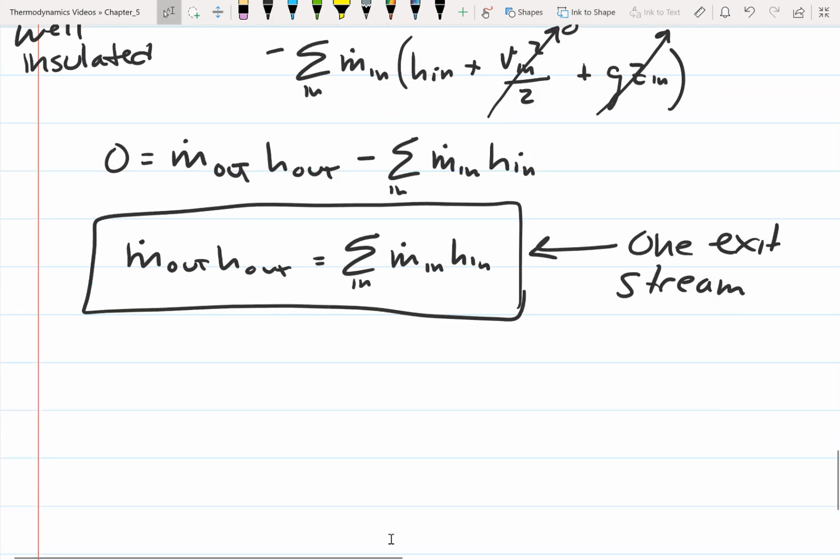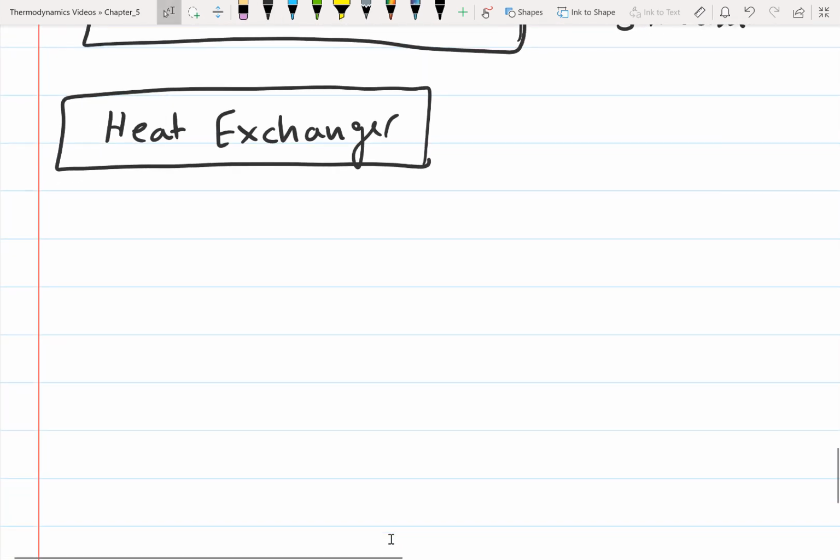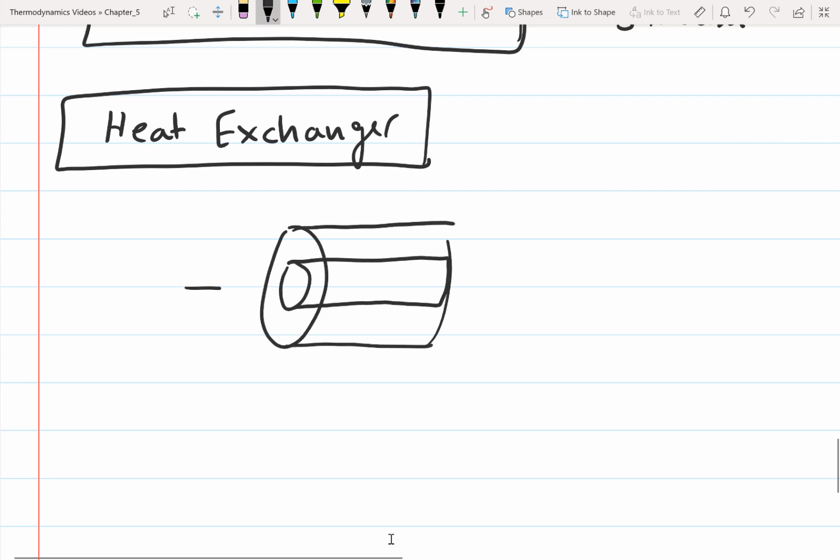Now let's do a heat exchanger. There are a lot of different types of heat exchangers. We're just going to look at a really generic heat exchanger for this example. So let's say that we have two concentric pipes, and let's say that we have fluid flowing through the inner pipe in one direction, and then we have fluid flowing through the outer pipe in the opposite direction, and we're trying to cool the inner pipe. So there's going to be heat exchange from the inner pipe to the outer pipe.